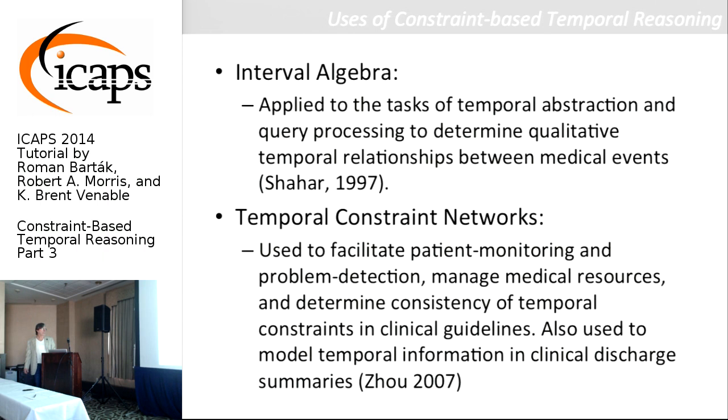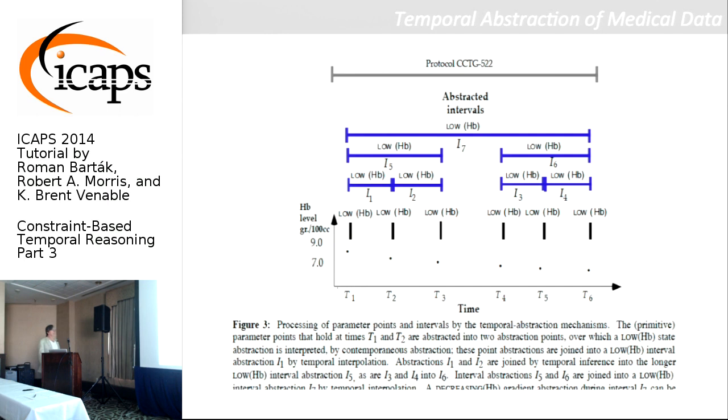So this is just a simple example of temporal abstraction. So you can see it's going from the direction of concrete data to more abstracted representations. So these might represent sort of hemoglobin counts at different times. These are different measurements. You may classify this event as consisting of low hemoglobin.